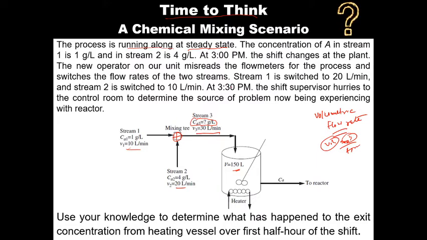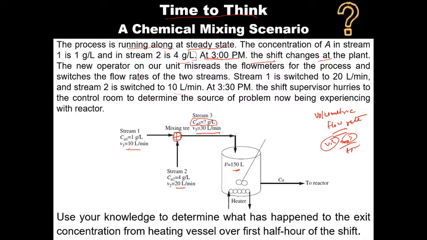Now, come. The concentration of A in stream 1 is 1 g per L, and stream 2 is 4 g per L. So, already mentioned. Okay? The problem is starting from here. At 3 p.m. 3 बजे क्या होता है? The shift changes at the plant. Okay? Before 3 p.m., one of the operators was there. Now the shift changes, and you as an operator, है ना, are placed in that process for the monitoring, right?